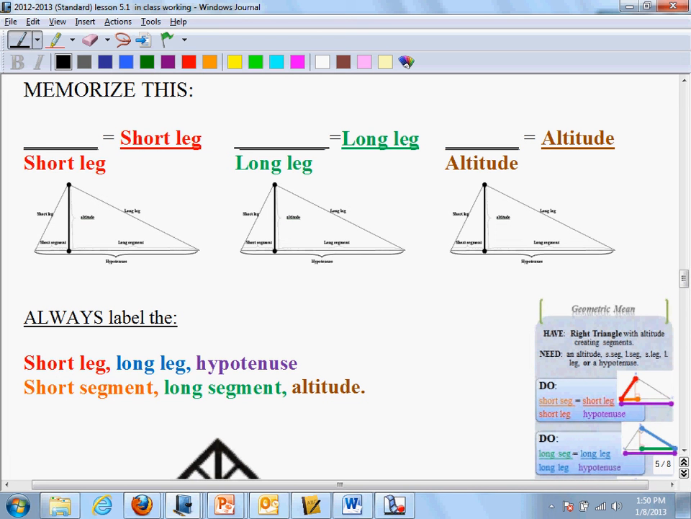Okay, Eric, lights please. All right, I'd like you to just fill this in. The short leg is the geometric mean between the short segment and the hypo. Next page. We're going to do one problem together, and then you're on your own. Remember, you're shooting for 120% today. The long leg is the geometric mean between the long segment and the hypo. The altitude is the geometric mean between the short seg and the long seg.